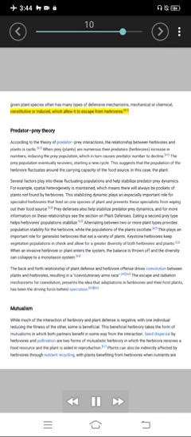Predator-prey theory. According to the theory of predator-prey interactions, the relationship between herbivores and plants is cyclic. When prey plants are numerous, their predators, herbivores, increase in numbers, reducing the prey population, which in turn causes predator number to decline. The prey population eventually recovers, starting a new cycle. This suggests that the population of the herbivore fluctuates around the carrying capacity of the food source, in this case, the plant.